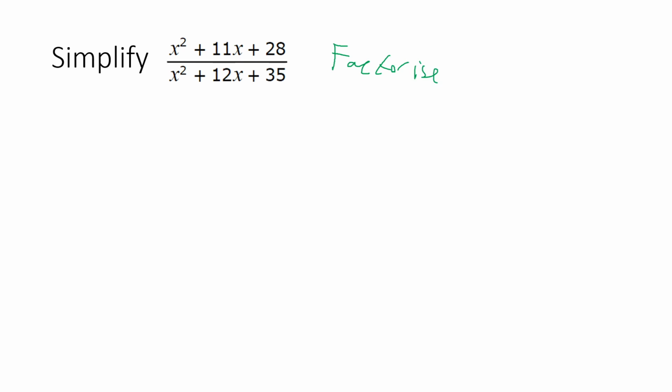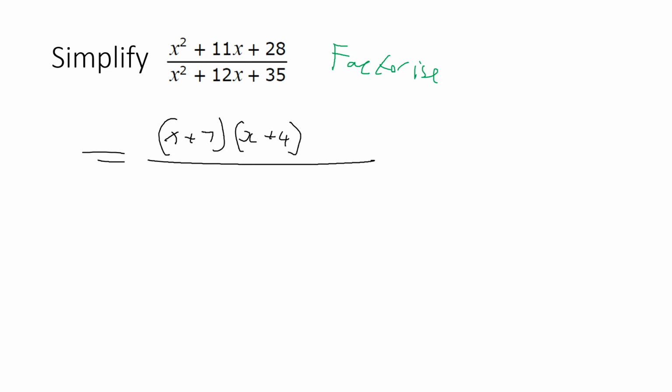So, we can say that the numerator is equal to, what is a number that adds up to make 11 but multiplies to make 28? 7 and 4. So this is x plus 7 and x plus 4. And then we can simplify the denominator by factorizing. What's a number that adds up to make 12 but multiplies to make 35? 7 and 5. So this is x plus 7 and x plus 5.